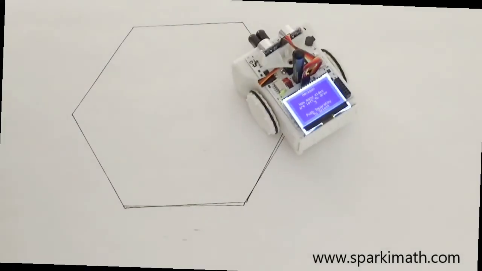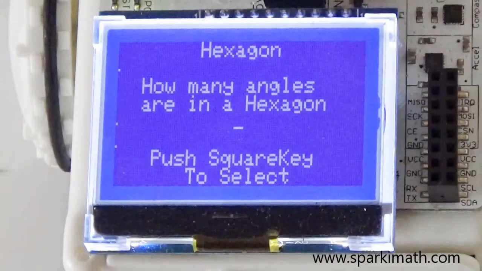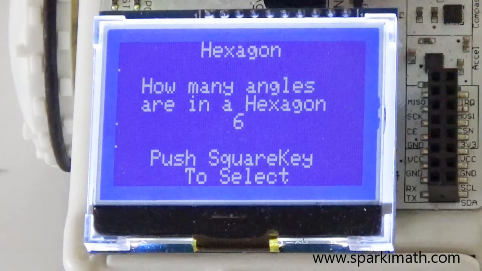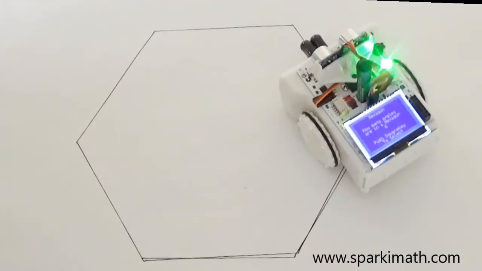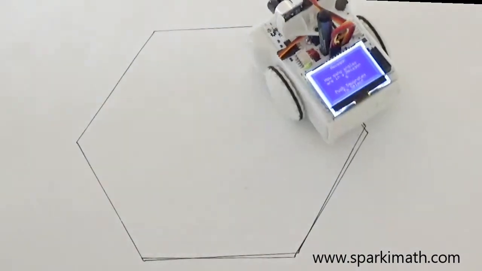Now here comes the third question. How many angles are in a hexagon? Well, since there's 6 sides, we'll assume there's 6 angles. And this is something that students need to learn too. They can count the number of angles there are and answer the questions accordingly.